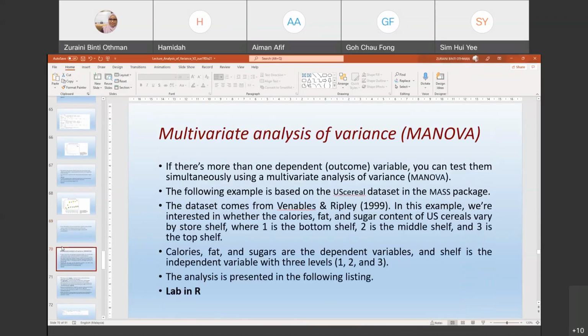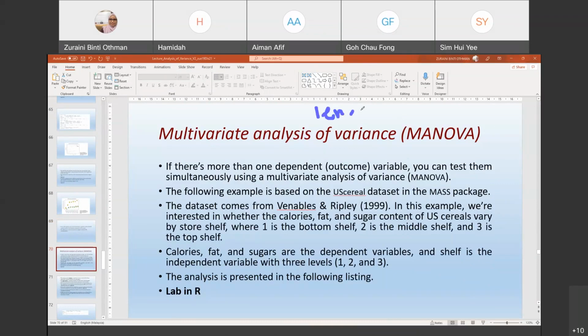And here, multivariate analysis and multivariate analysis of variance. If there is more than one dependent outcome, we do not focus on just one dependent. You can test them simultaneously using multivariate analysis of variance. We have more than one dependent. Previously, in our formula, we only had one, like length.